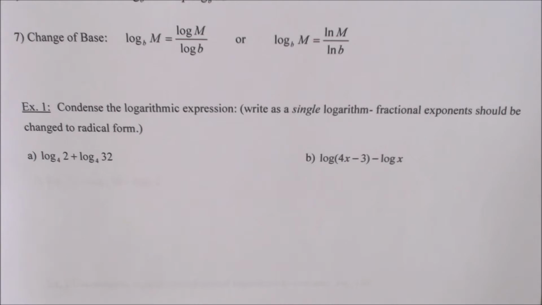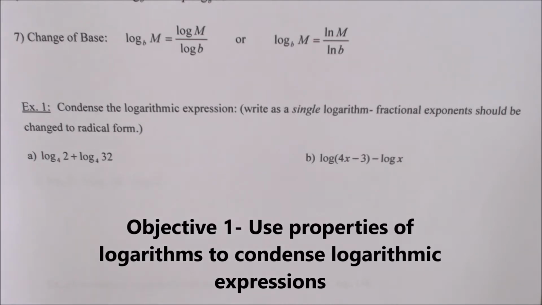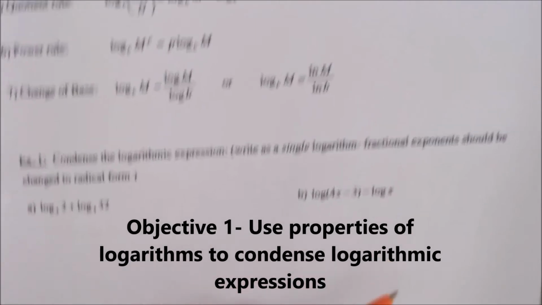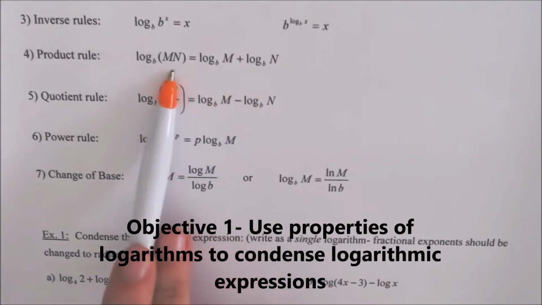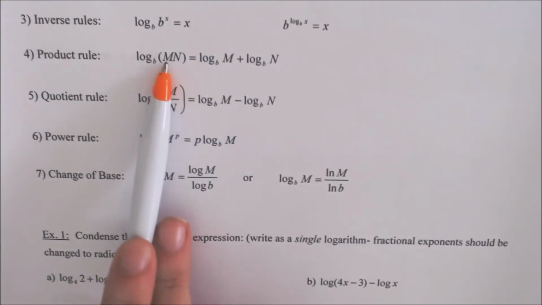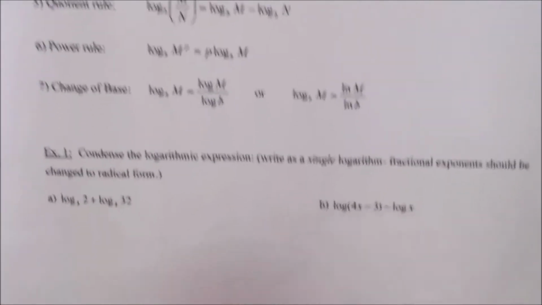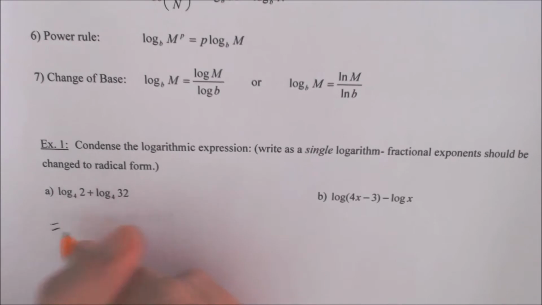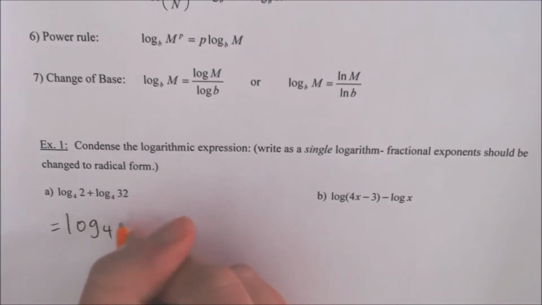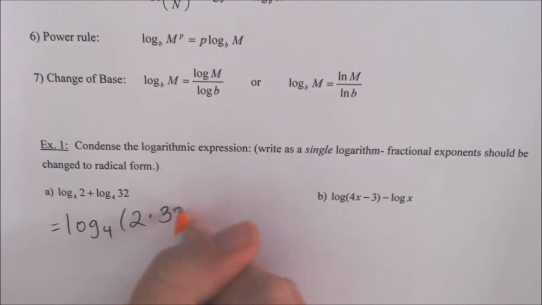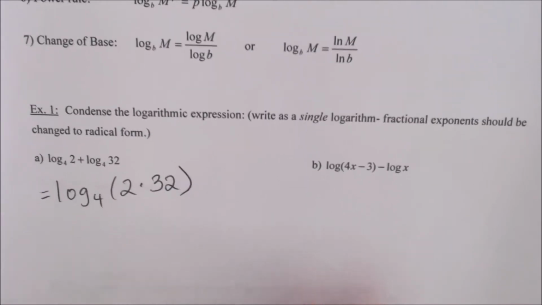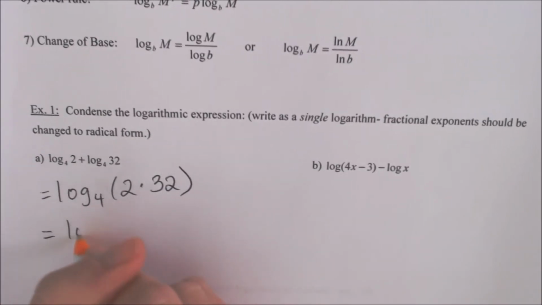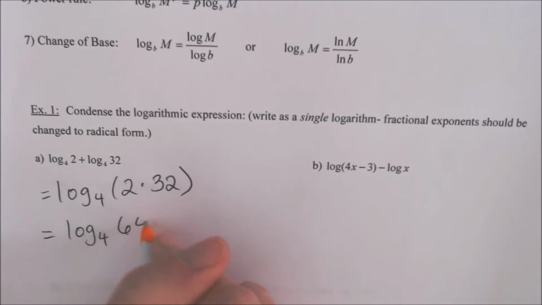We're adding the two logs, so to go backwards to condense, we have to change it to what? Addition turns back to multiplication. So we're going to change this to the product of the two arguments. My two arguments are the 2 and the 32. So I'm going to write this as log base 4 of 2 times 32. Now since those are numbers, I'm going to go ahead and multiply it. 2 times 32, of course, is 64.